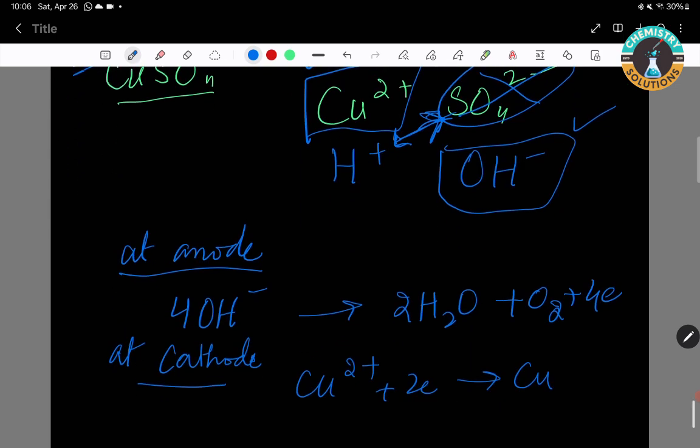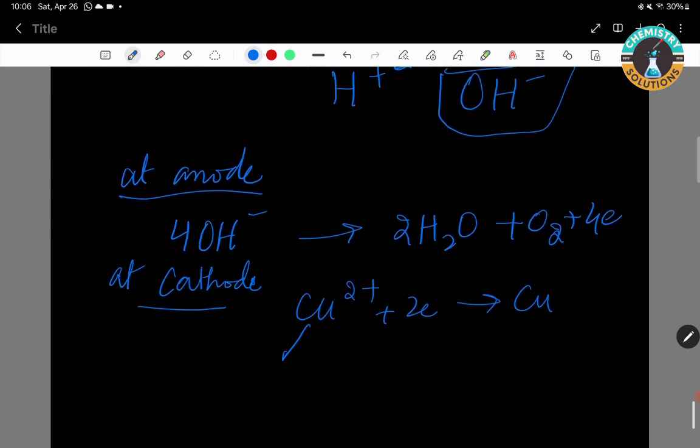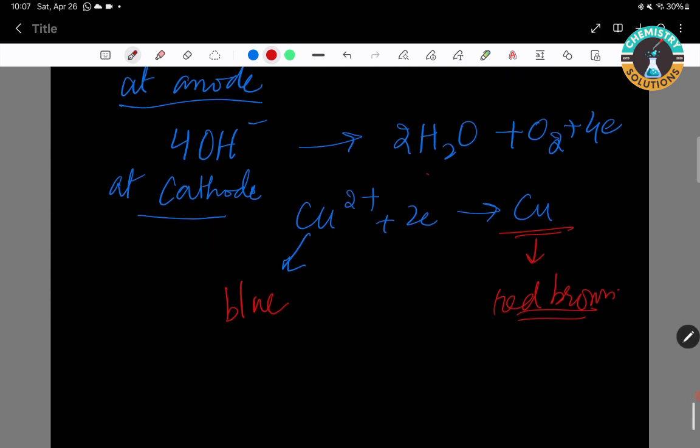Copper ions have a blue color, whereas copper metal has a red-brown color. The red-brown copper will deposit at the cathode, so the mass of the cathode also increases because of the deposition of the metal at this electrode. So the blue color of the ions will convert into red-brown metal.